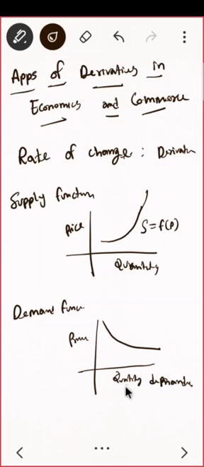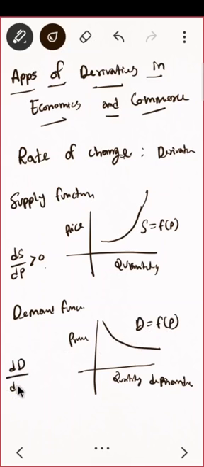Okay. So you see this, in this case it is an increasing function. Do you see? And what do you know about an increasing function? That means the derivative of this function, the derivative of the supply function, ds by dp, should be positive, correct? And here you see this is a decreasing function. So here we write the function like this, d equal to f of p. So here the derivative of d with respect to p will be negative because it is a decreasing function. Okay. So there are two functions, the supply function and the demand function.